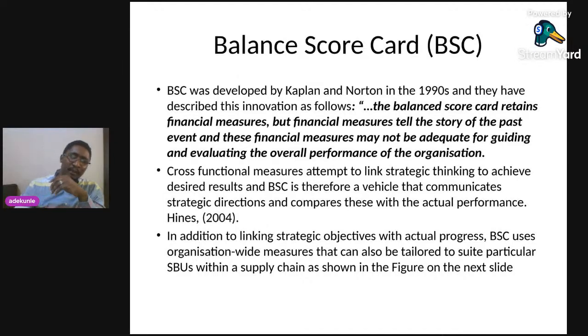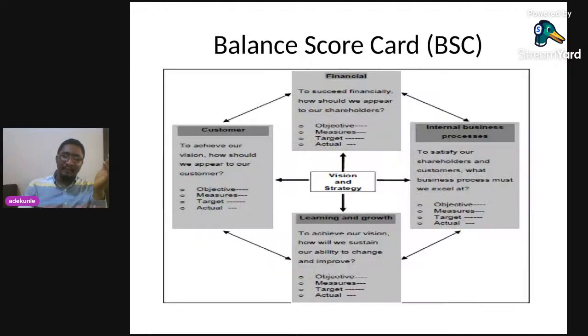So, in addition to linking strategic objectives with actual progress, the balanced scorecard uses organization-wide measures that can be tailored to suit particular strategic business units within the supply chain, as you will see in the next slide. Now, you will see some examples of business units, balancing financials, linking customers, linking learning and growth of the organization with the internal process, setting objectives, measures, targets and actuals on all these four basic components of the balanced scorecard. That will give a full balance of what the organization is and what the organization hopes to achieve in the future.